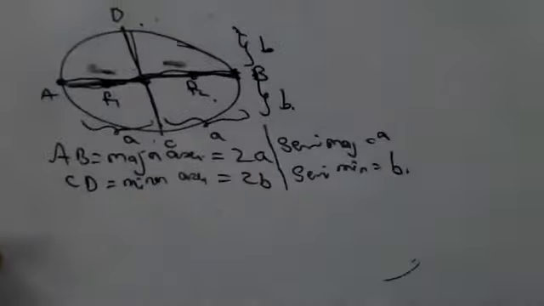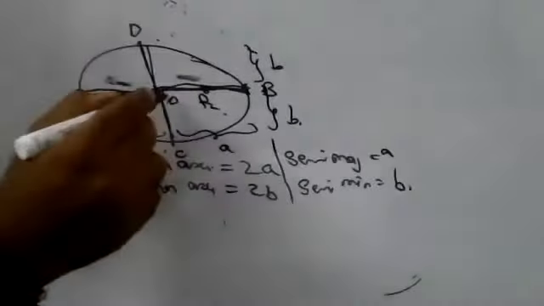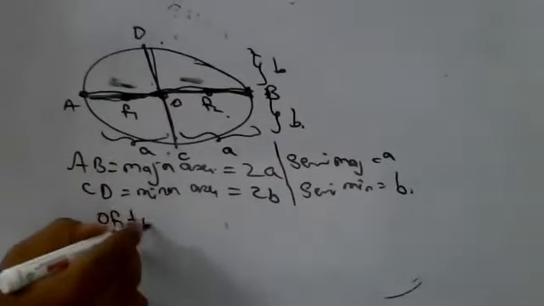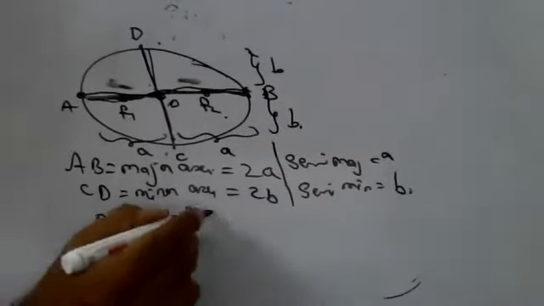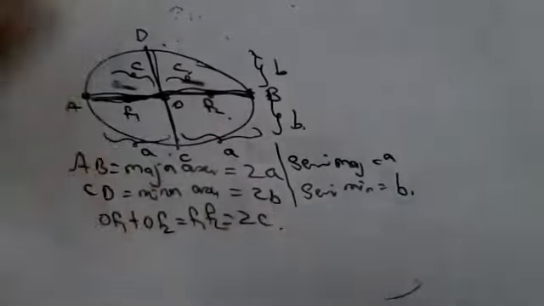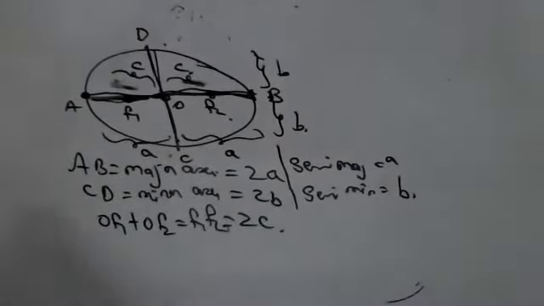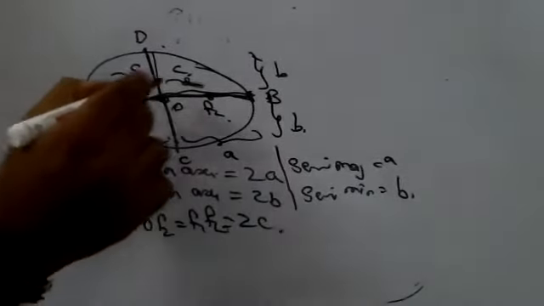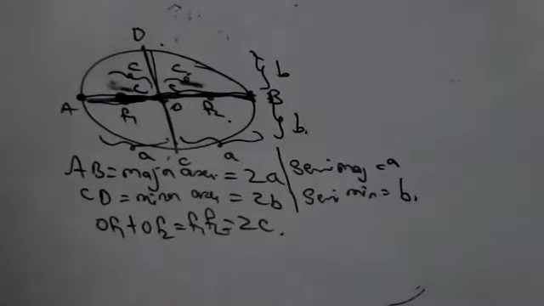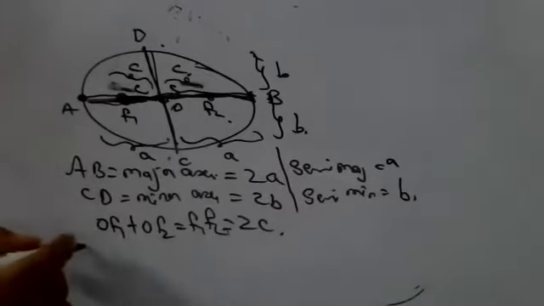And next important discussion: the point, if you imagine this as O, then OF1 plus OF2, that is the F1F2 distance, is termed as C. Children, this will be C, this will be C. C plus C from here to here is termed as 2C.